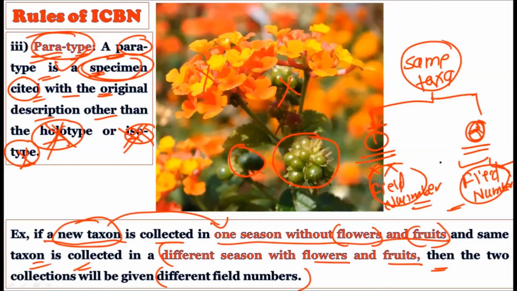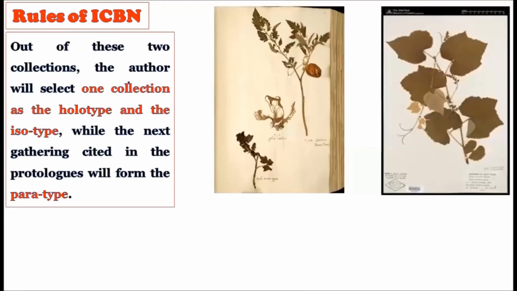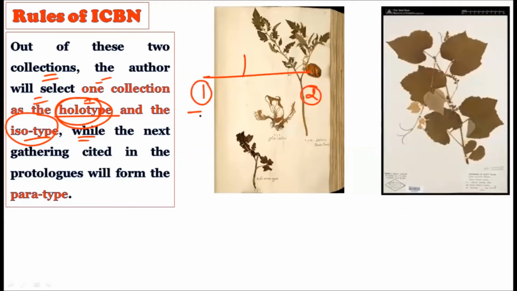Okay, so whatever the different field numbers are there, out of these two collections, the author will select one collection as the holotype and the other as the isotype. So one collection is considered as a holotype and the isotype, while the next gathering, the second gathering. As we have discussed, there was a first gathering and a second gathering. During the first gathering there were no fruits, no flowers, and during the second gathering there were the fruits and the flowers.